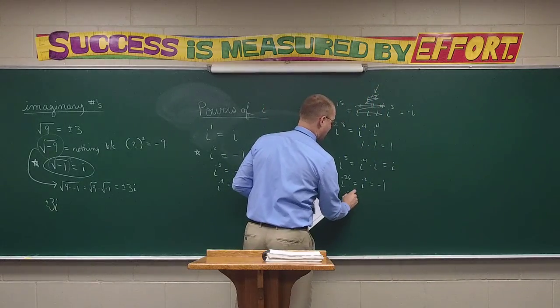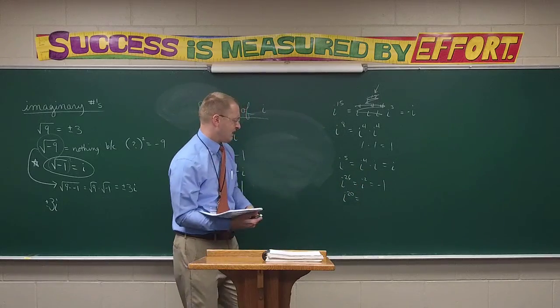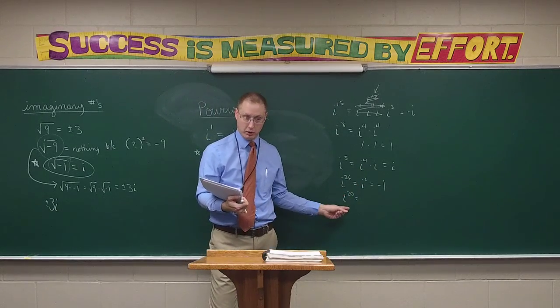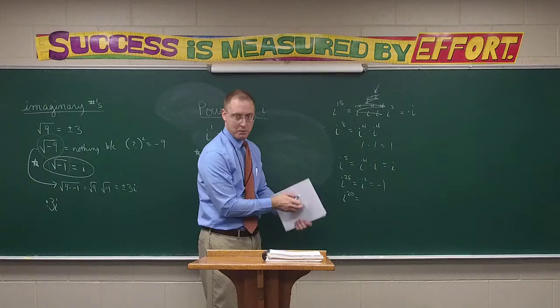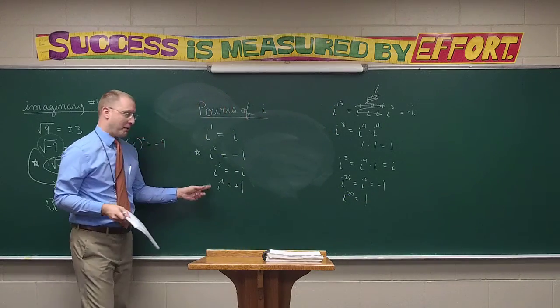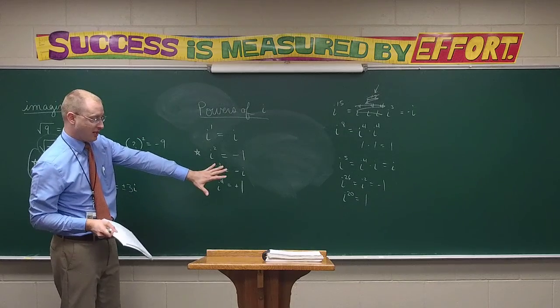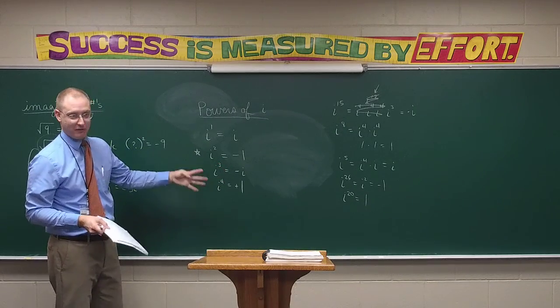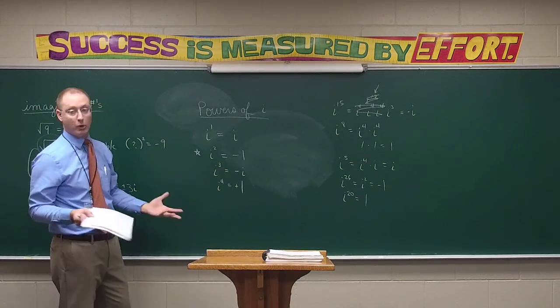i to the 20th. Well, wait a second. That is a multiple of 4. Well, that means it must be what? 1. Because the 4th powers are 1. It's 5 of those 1s, out of the 4th, out of the 4th, out of the 4th, out of the 4th, out of the 4th, right? That's 1, 1, 1, 1, 1. All multiplied still gives 1.